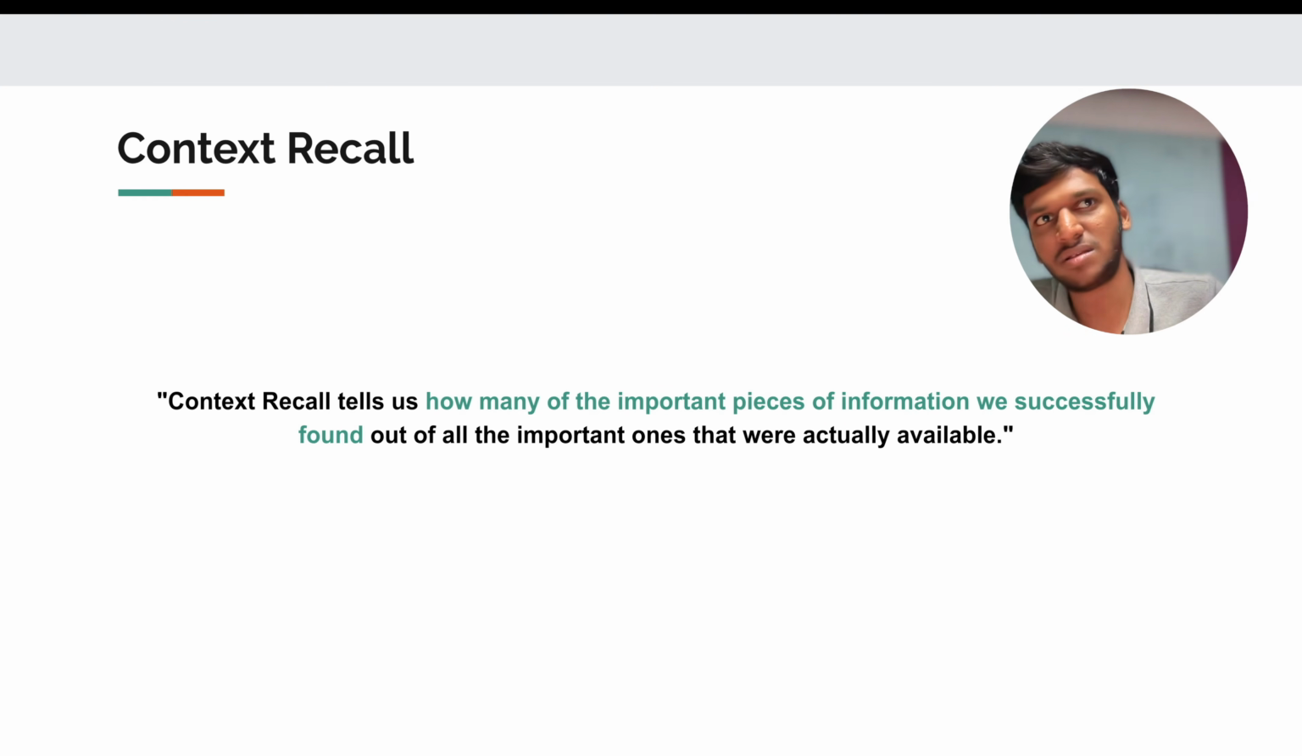What does context recall try to explain to us? Context recall tells us how many of the important pieces of information were successfully found out of all the information that was actually available. So in the vector database, there may be 1000 chunks. How many useful chunks have we retrieved? That's a very important metric, right? That's what context recall is there to say.